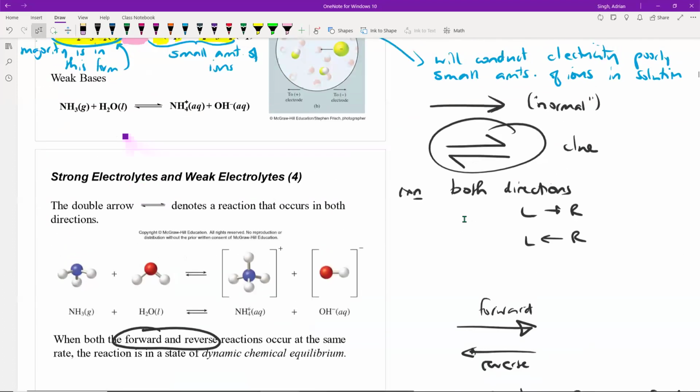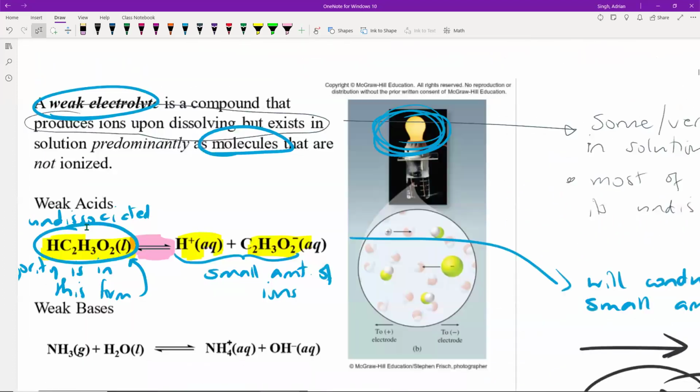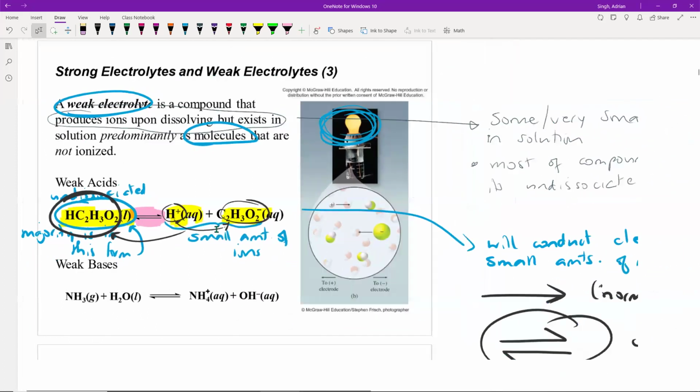at the same speed. So if we go back to our example up here, what's happening is my acetic acid is ionizing. It's producing H+ and the acetate ion. But what is also occurring here is that these two things are recombining to form back the original undissociated acid. As a result, we don't have a lot of these ions, which makes this a weak electrolyte.